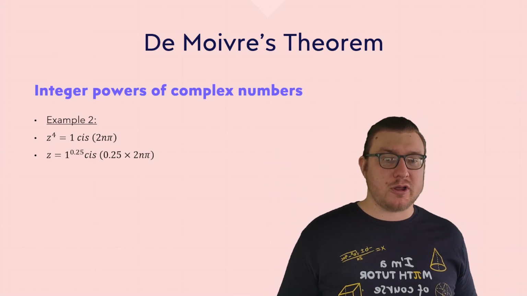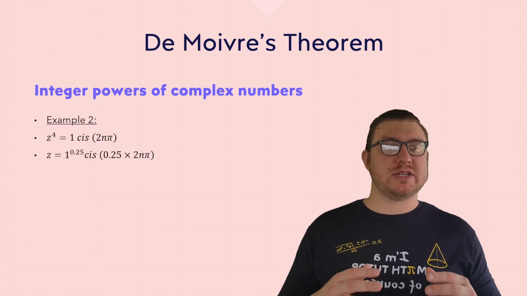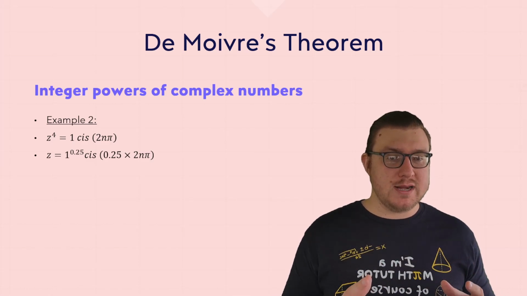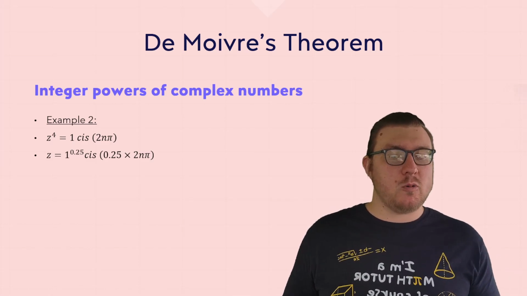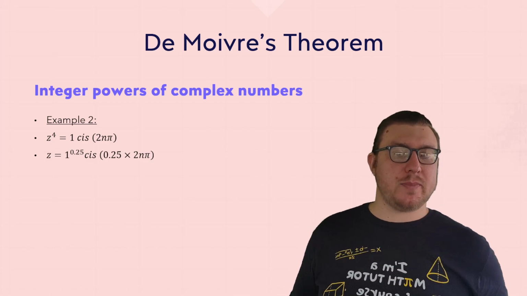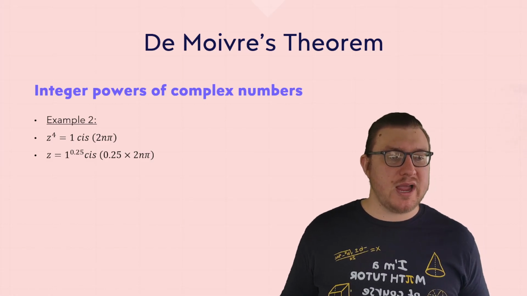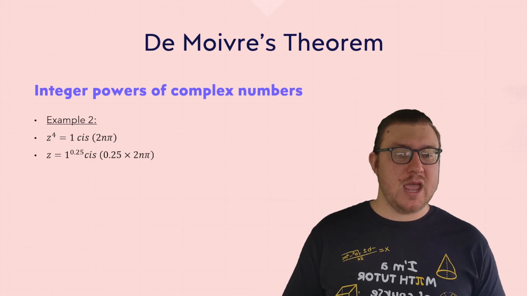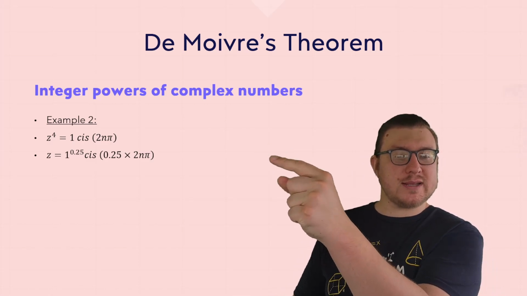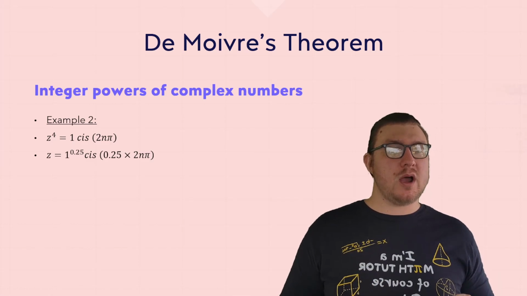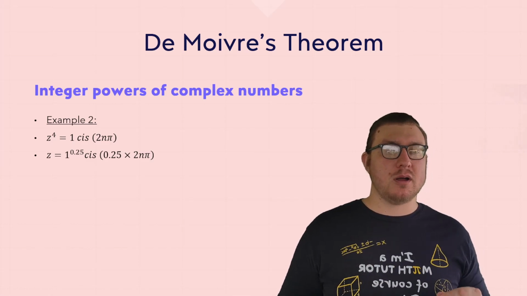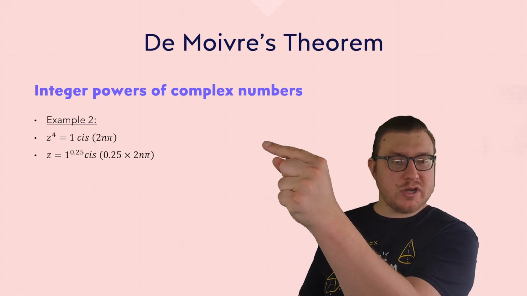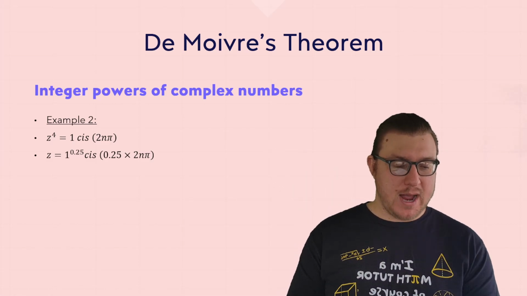And how does that work? Remember, we take the modulus 1 and just raise it to that power. Whatever we're doing, we're raising that one to the power. 1 to the 0.25, well, you can use a calculator, or you should know that is 1. But also in the brackets, what did we do? We multiply the power by our angle. So 0.25 times 2n pi.